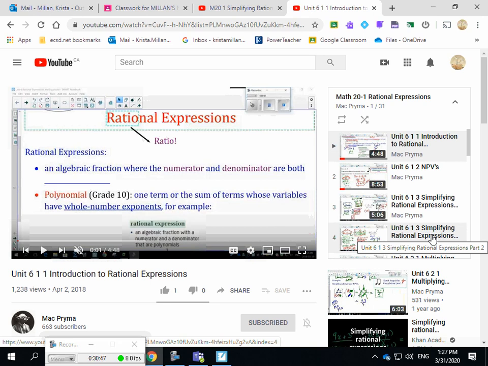Okay, so those are your first two lessons for this first week. I will post again the homework questions that you're doing out of the workbook, as well as I'm going to provide you with a worksheet that you can also do.